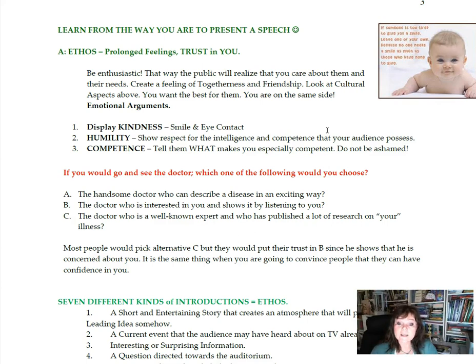So be enthusiastic. Of course, it's your personality, so you don't have to become Italian if you're Swedish or so, but try to show that you're really convinced. Create a feeling of togetherness, of friendship. Look at cultural aspects. You want the best for them. You are on the same side. Here you can actually use emotional arguments.